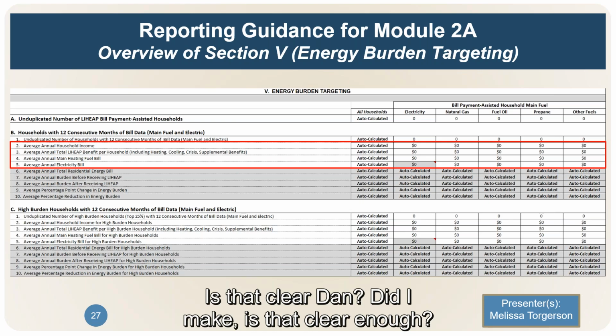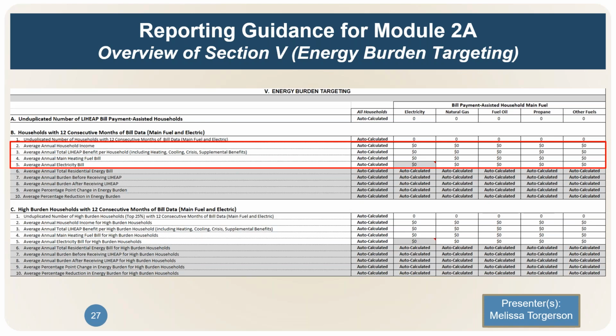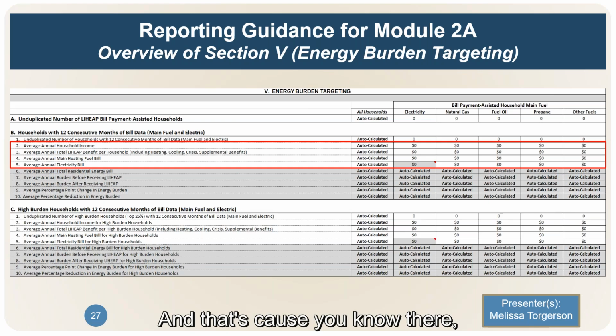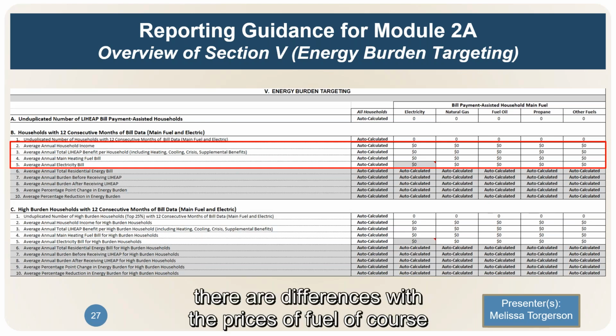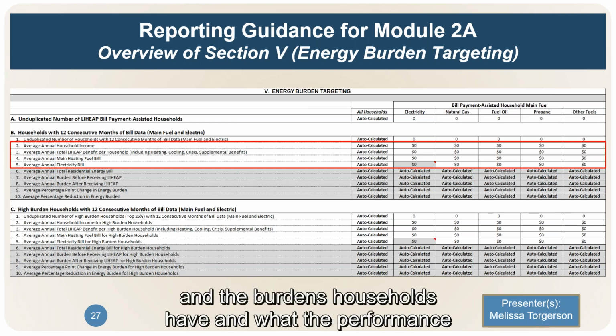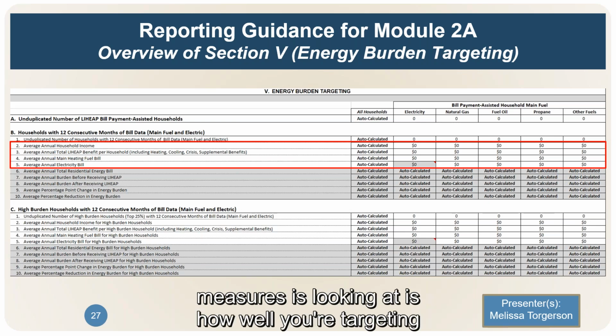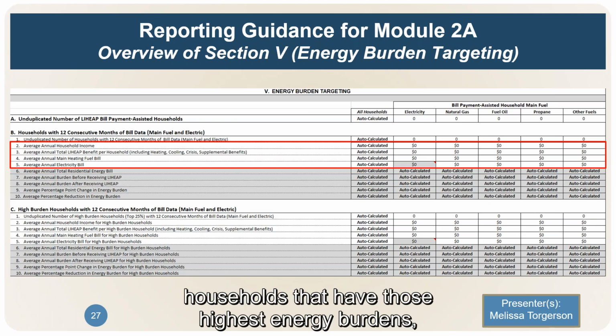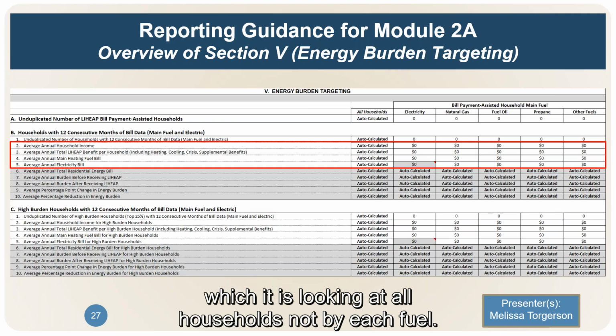Is that clear, Dan? Did I make that clear enough? Yep. Yeah, that's clear. And that's because there are differences with the prices of fuel, of course, and the burdens households have. And what the performance measure is looking at is how well you're targeting households that have those highest energy burdens, which is looking at all households, not by each fuel.